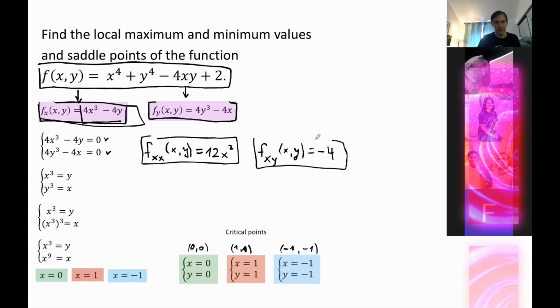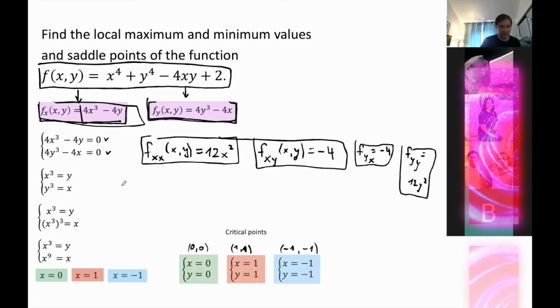And I have to do the same for the other function, fy. I want to compute the x derivative of this function, and with respect to x, this is going to be -4. Then I take fy again and compute the y derivative of this function, which is going to be 12y squared. So this is the fyx derivative, and this is the fyy derivative.